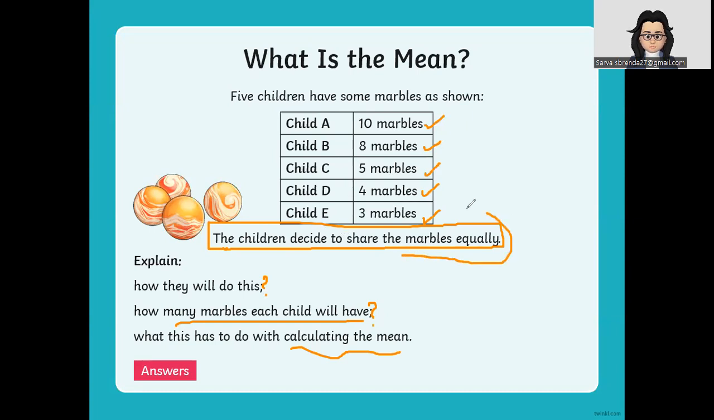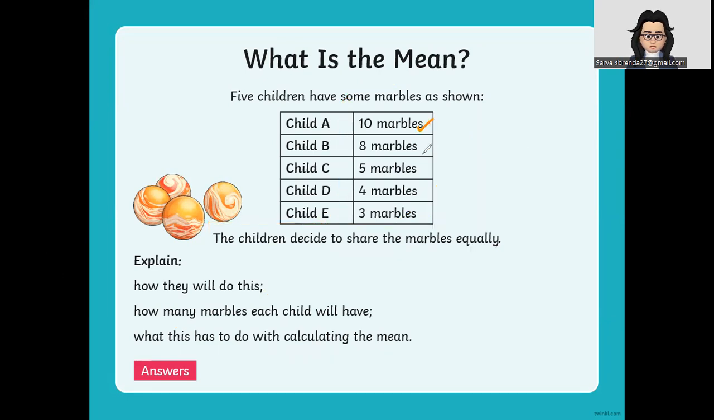So if we want to share the marbles equally, don't you think we have to add up all the marbles and then share it back again with all the 5 children, isn't it? So common sense tells us that we'll need to add up all these marbles. So 10 plus 8, that's 18. 18 plus 5 plus 4 plus 3. So 5 plus 4 plus 3, that totals to 12. And then 18 plus 12, that gives me 30 marbles. Right? So the total marbles that we have is 30.